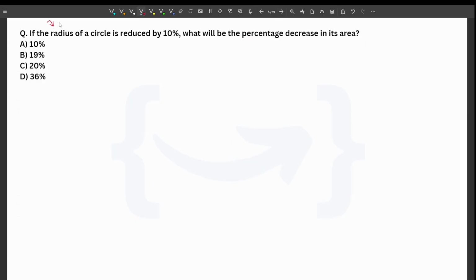So if the radius of a circle is reduced by 10%, something has been compared, but we don't know how much it has been reduced. So let me take my old radius as 10, and it has been reduced by 10%. So my new radius will become 9, isn't it? Because 10% of 10 will go away, so 1 goes away, and 10 minus 1 would be 9. So out of 10, 9 will be left. So my new radius is 9. What will be the percentage change in its area?